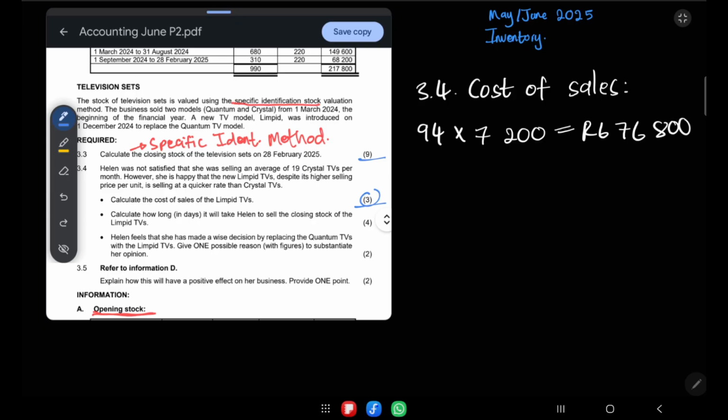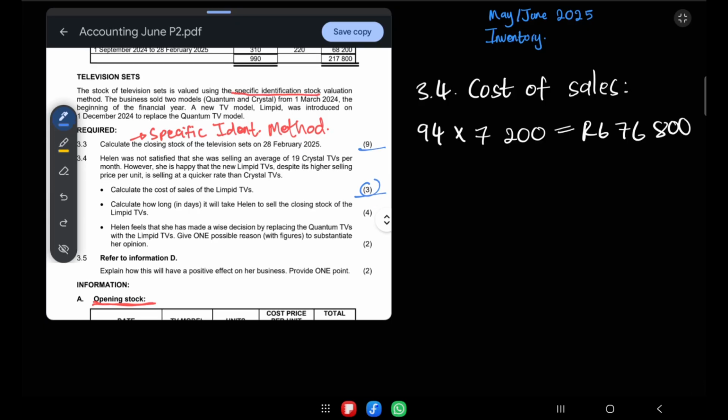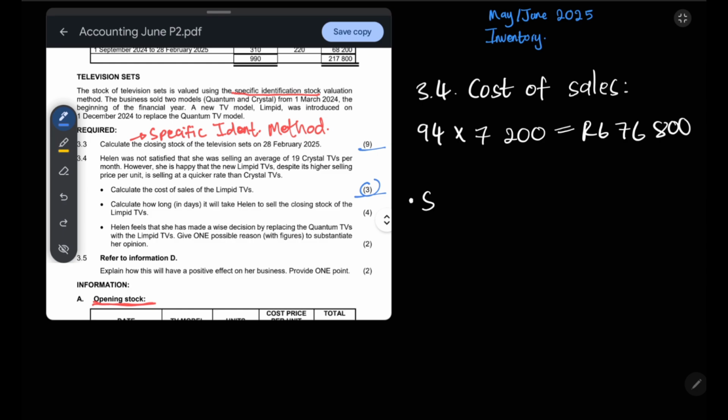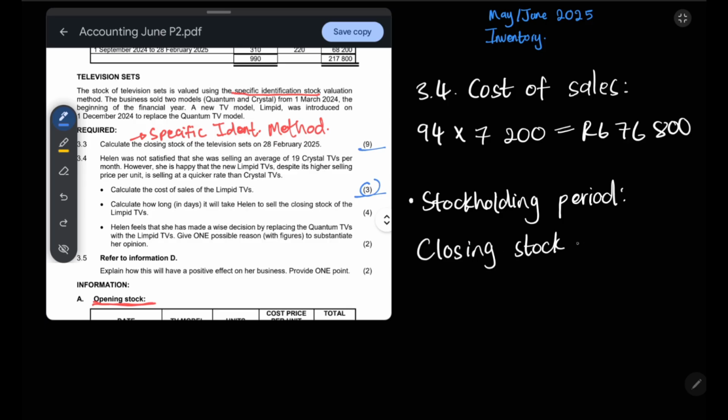Calculate how long in days it'll take Helen to sell the closing stock of the limpid TVs. This is basically our stock holding period. Calculate how long in days is our stock holding period. This will be closing stock units over units sold, times 365 days. That is our formula. I don't know whether I've done this before. If I haven't, please make sure that you have this formula in your notebook.